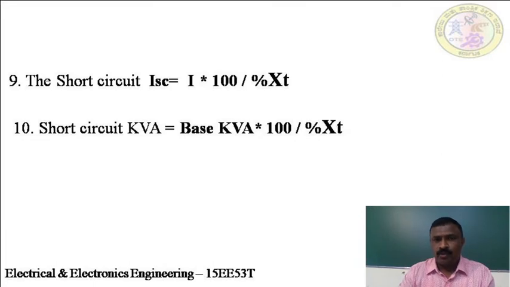Last point, I want to know what will be the short circuit kVA of the power system. The short circuit kVA of the power system is equal to the base kVA multiplied by 100 divided by percentage X total. So these are all the different steps from 1 to 10 in order to calculate the short circuit current and short circuit kVA.